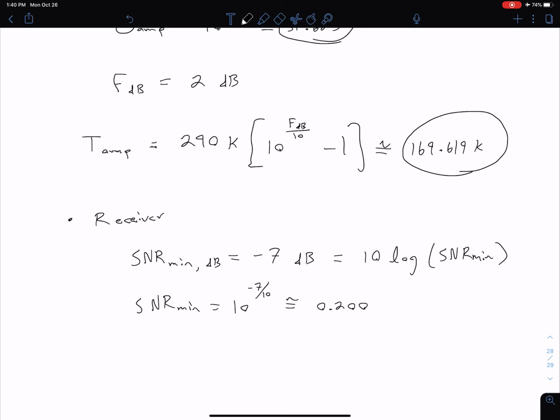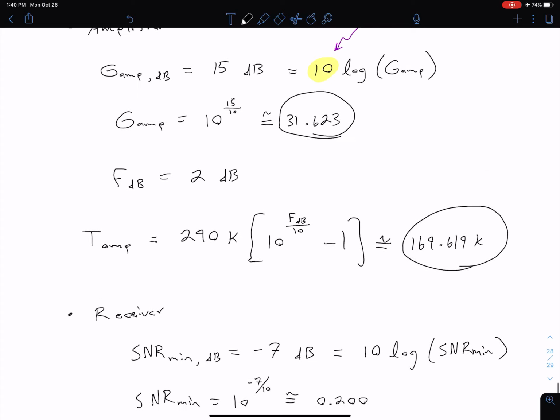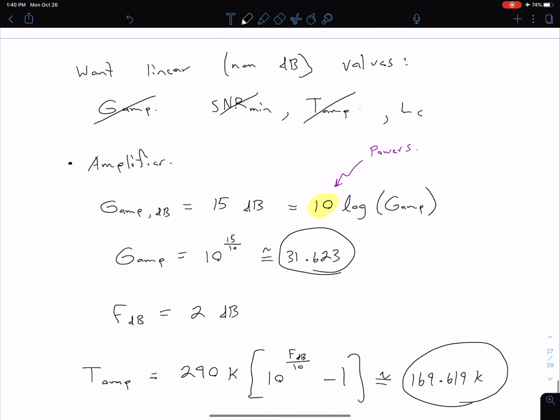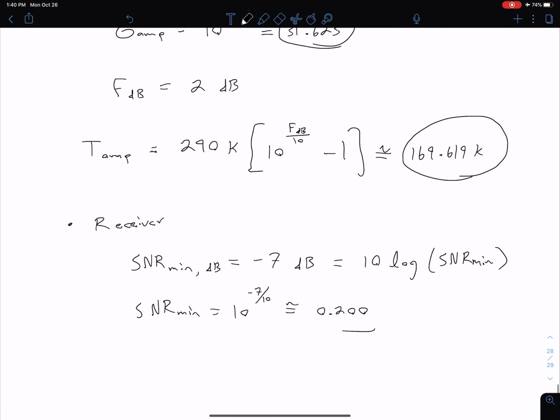And so that's pretty crazy to think about. What this means is that the power of our signal can go as low as 1/5 of the power in our noise. So our noise can actually be stronger than our signal, but this receiver is still able to pull out that signal undamaged. Okay, so we've taken care of this signal to noise ratio min. We got that that's about 0.2.